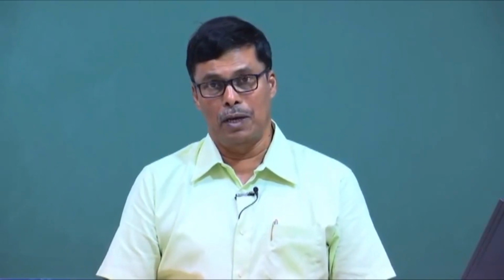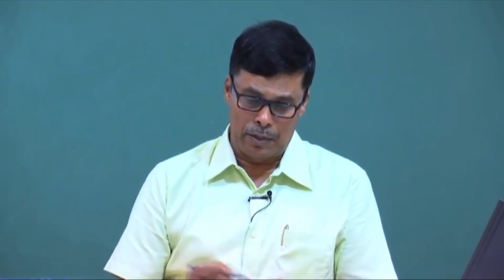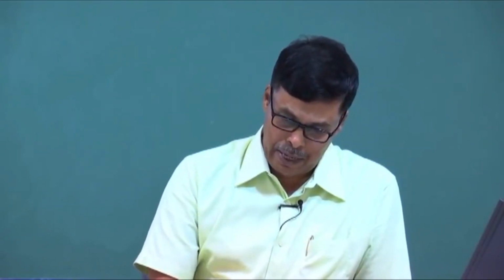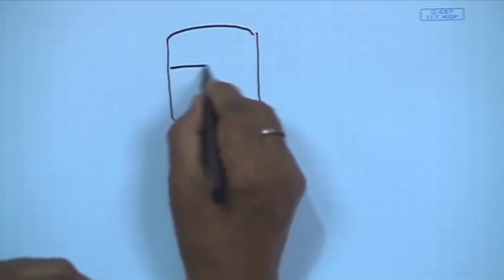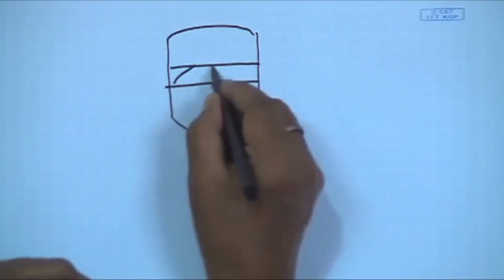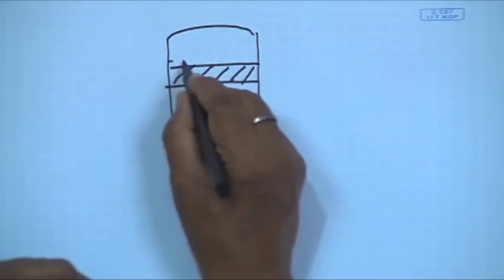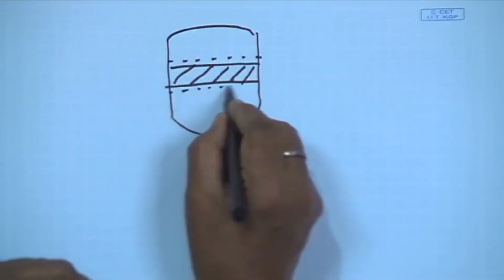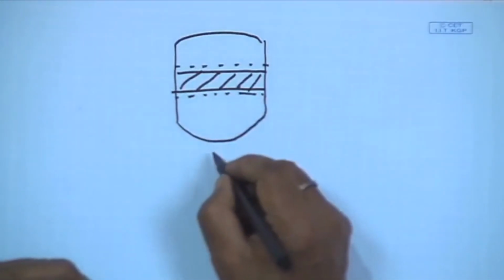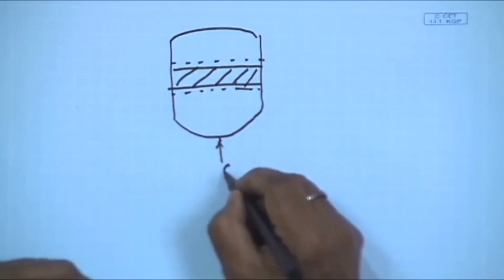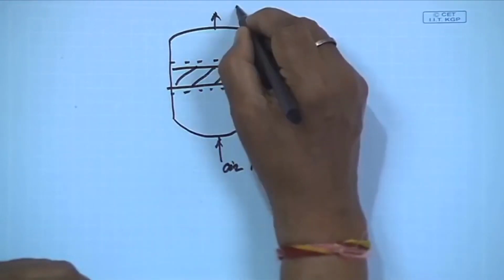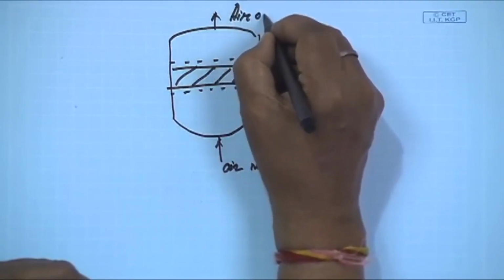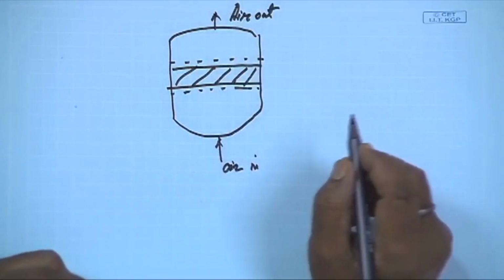I can show you a very simple design of the air filter that we have in practice in the industry. This is the air filter, and here we have some kind of stainless steel mesh just to protect the fiber. Now you pass your air like this, this is air in and this is air out. This is how we can do it.